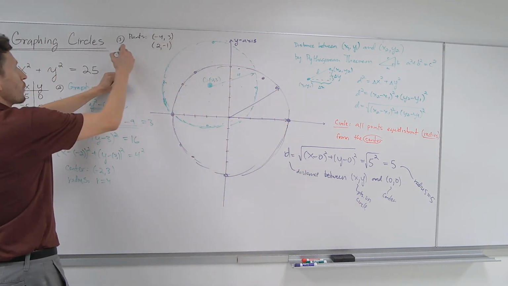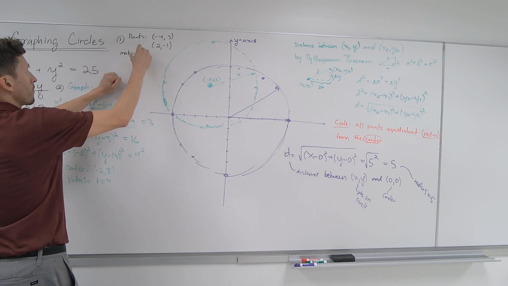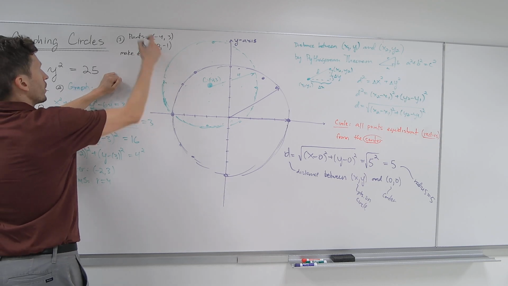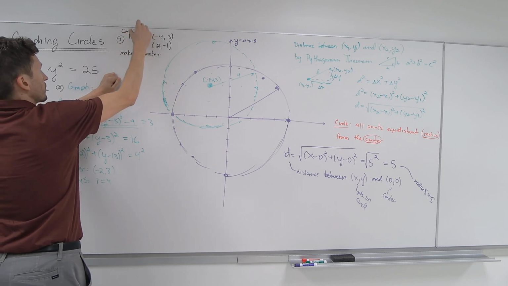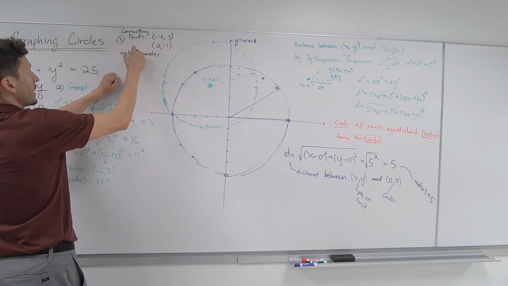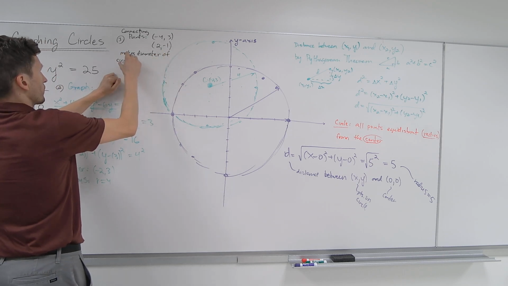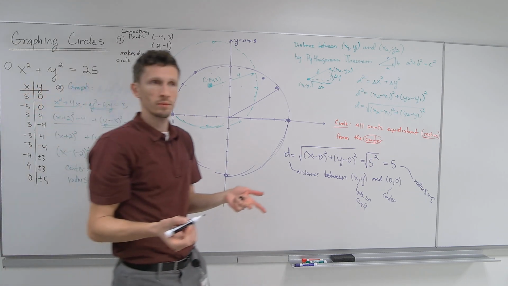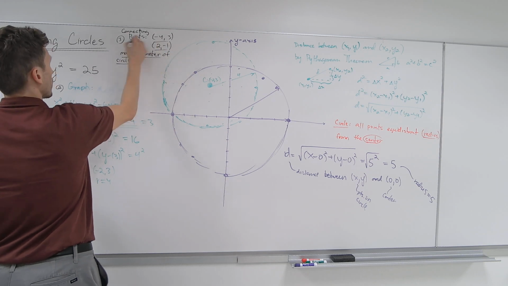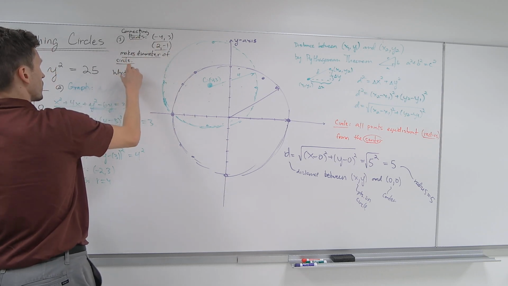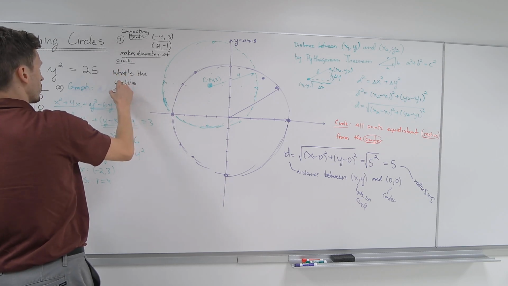Okay, so we have points, and we have a diameter. The line connecting these points makes the diameter of a circle, for example. Let's find the equation of the circle, and that's it, and we're done. So in other words, what's the circle equation or relation, right?